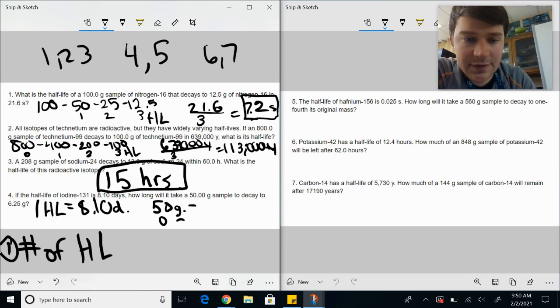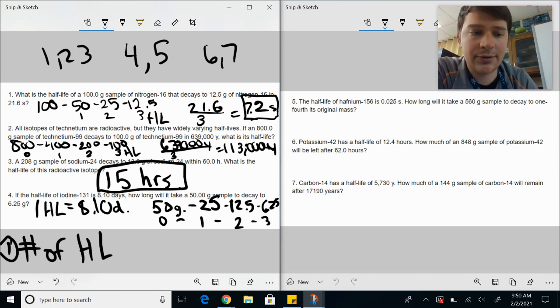So I go from 50, divide that by 2, that's 25, so that's 1 half-life. Getting down to 12.5 would be 2 half-lives. And then 6.25 would give me 3 half-lives. So I know 3 half-lives have happened.